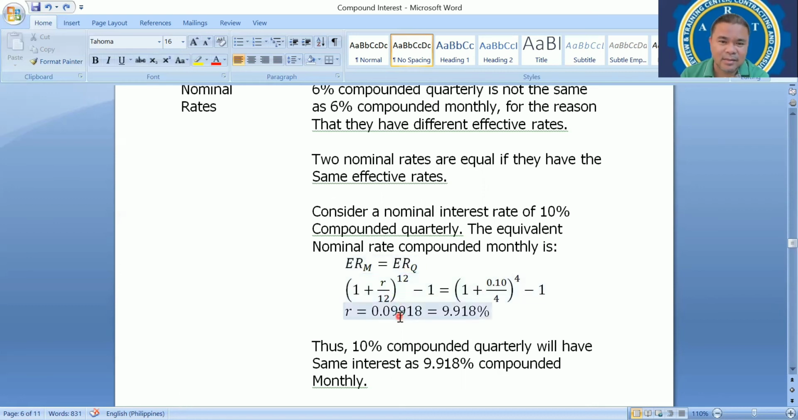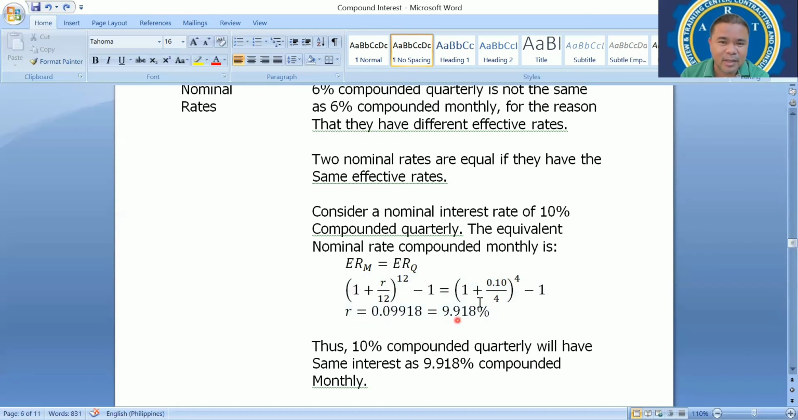So I say, the nominal rates are equal if they have the same effective rates. Okay, so ER monthly, ER quarterly, 10%. What we are asked here is the R, the effective rate. So 1 plus R over 12, because this is monthly, minus 1 equals 1 plus 10% over 4, because it is quarterly, minus 1. So we can get the R for the monthly.